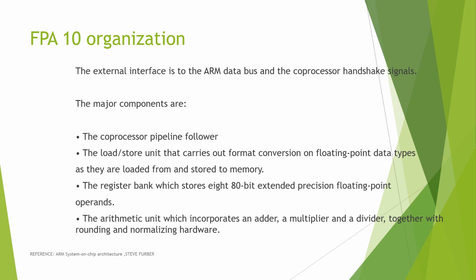The ARM processors have a load and store unit. Then you have the register bank that stores 80-bit extended precision floating point operands. Then there is the arithmetic unit in the FPA10 that performs all the arithmetic operations: addition, subtraction, multiplication, division. It also includes all rounding and normalizing hardware. The arithmetic unit incorporates the adder, multiplier, divider, and also the rounding and normalizing hardware.